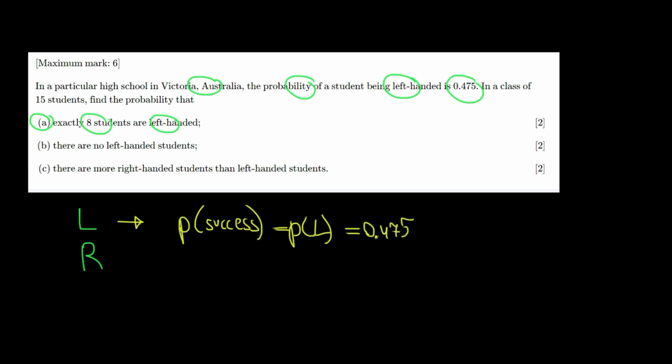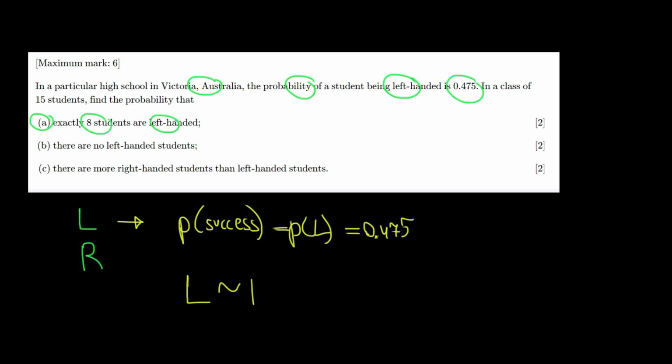Then you need to follow the structure. Every single question you solve in IB Math follows a structure. So you should know that you're going to start solving the following way. You write your variable L, which stands for the student being left-handed. This is the variable. It's a discrete variable. Why is it discrete? Because you can only have integer values. You can have 2 students, 4 students, 9 students. There's no way you can have 8.4 students. So this is a discrete variable.